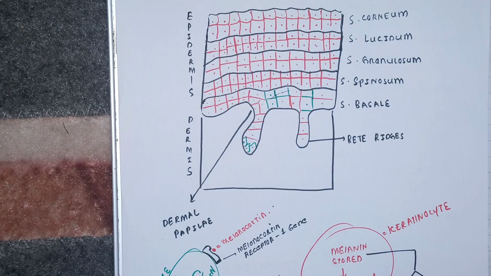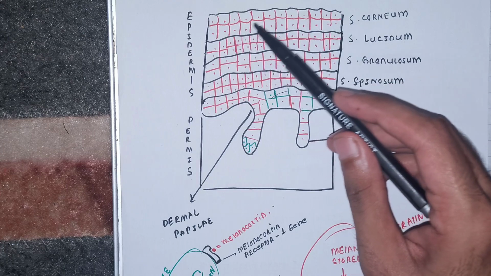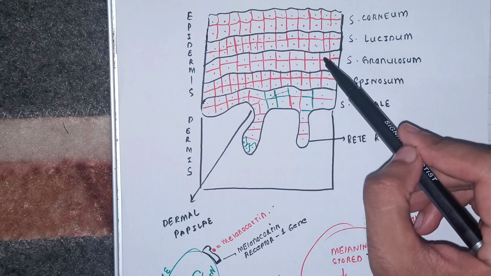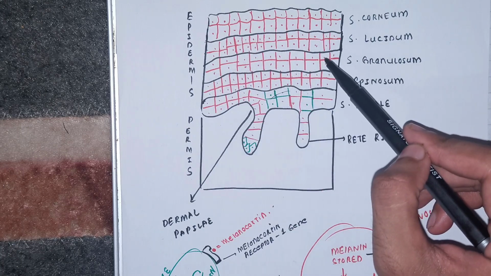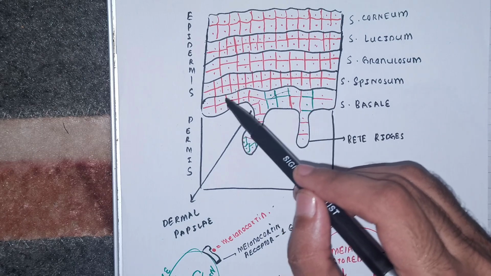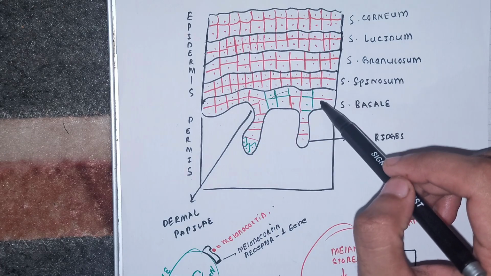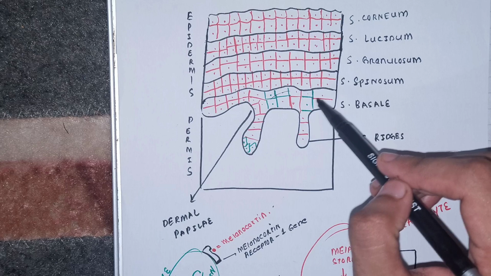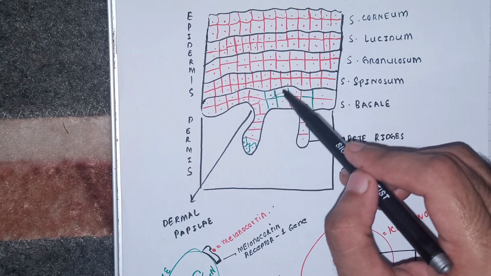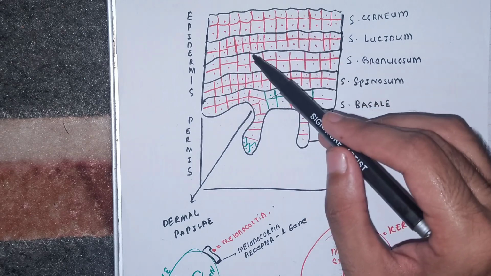Did you notice one thing, beta? That the cells throughout are the same. In the stratum corneum, all these cells are keratinocytes or squamous cells. In the stratum granulosum, these are keratinocytes, or squamous cells. Even in the stratum basale, some red cells are there. These are keratinocytes, also called squamous cells. All these red colored cells are keratinocytes.